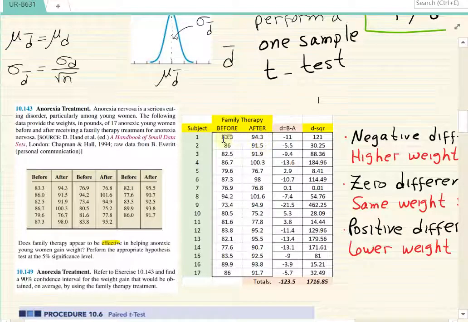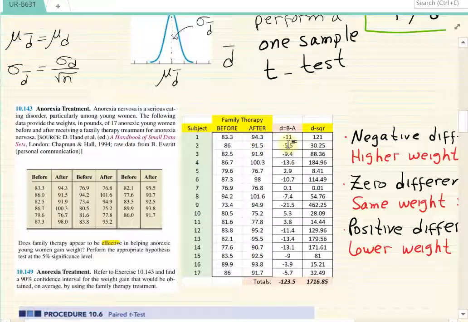Now, if you look at, for example, subject number 1, his or her weight, these are young women, right? Yep, so these are all women. So this person, her weight before is 83 pounds. That's pretty light. And of course, afterwards it is 94.3 pounds. So it looks like therapy actually helped this individual. She gained some weight. How much? To the tune of 11 pounds.